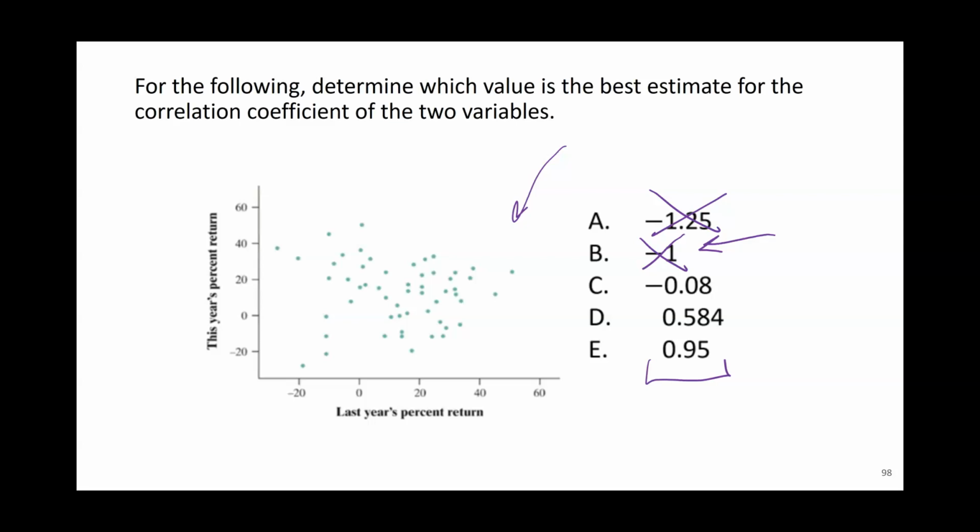Positive 0.95 means there's a really strong positive trend, but there's no line I can fit where nearly all the points fit. So I would argue not this. Now I have 2 options here. Things to consider: positive 0.584 means I have a moderately strong positive relationship. Looking here, I don't feel like it's that strong. It's kind of hard to tell. I would argue it's probably maybe something like that, maybe a slight negative slope. It's actually going to be negative 0.08. Probably slightly more.